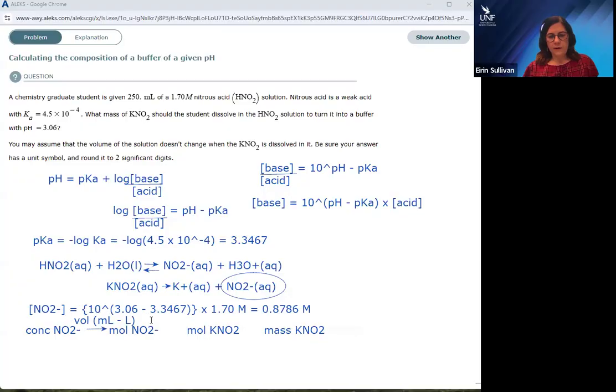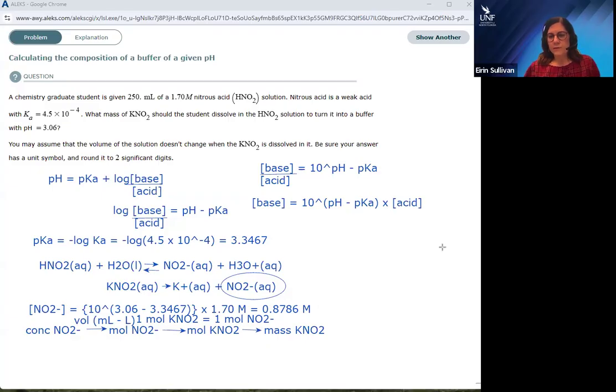And then moles of nitrite to moles of potassium nitrite. Well, we can get that mole ratio from having written out the dissolution. In this case, it's a 1-to-1 ratio. For every 1 mole of potassium nitrite that dissolves, that will yield 1 mole of nitrite anion. So you do have to always watch for the stoichiometry of that. And then finally, we're going to need our molar mass of potassium nitrite to convert between mass and moles.